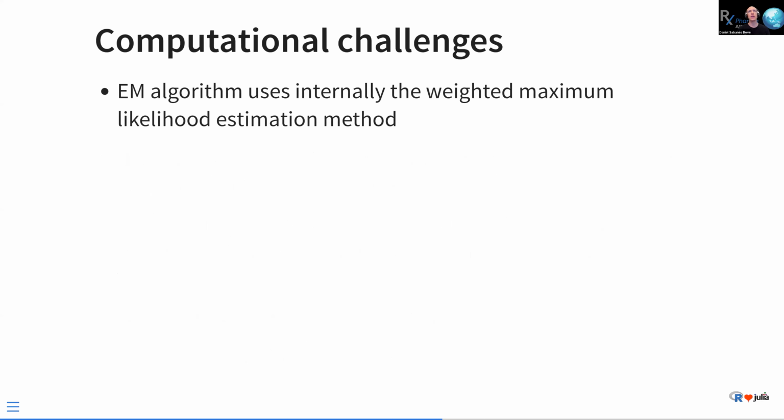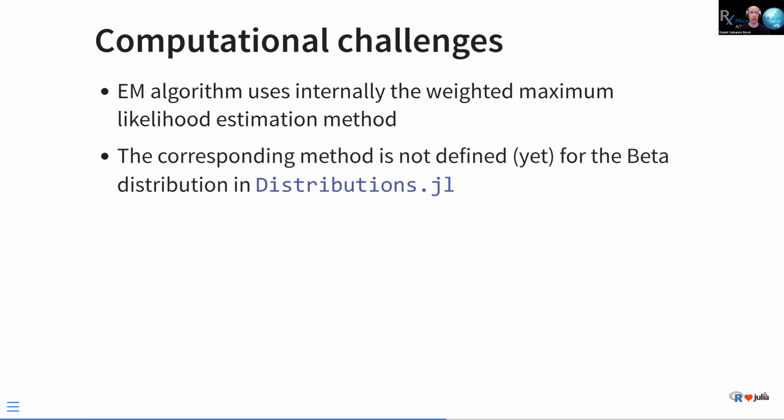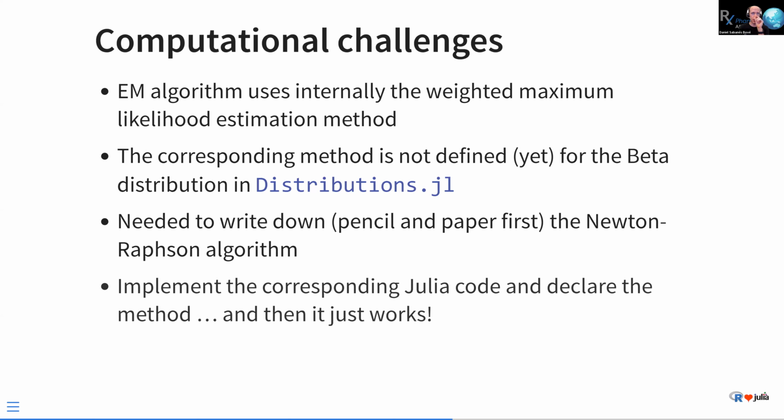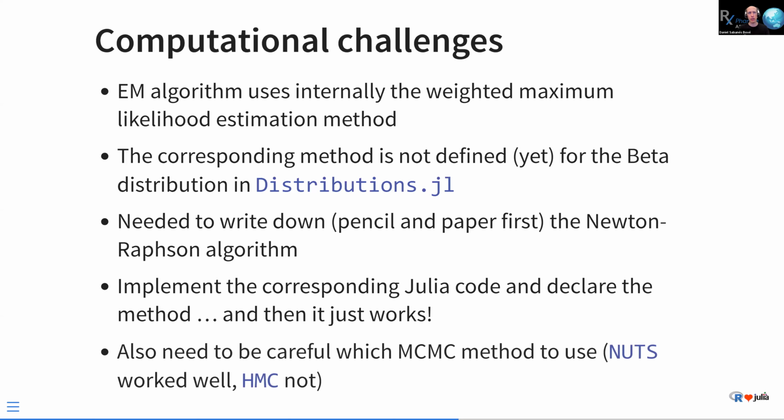So what were the computational challenges here? The EM algorithm uses internally a weighted maximum likelihood estimation method, but the corresponding method was not yet defined. It was just not yet there for the beta distribution in Distributions.jl. So first, I wrote down with pencil and paper the Newton-Raphson algorithm for the weighted maximum likelihood for beta, and then implemented the corresponding Julia code and declared the method in my script. And the great thing is it just works together with everything that was already there from the packages, okay? That's because of the powerful method definition way in Julia.